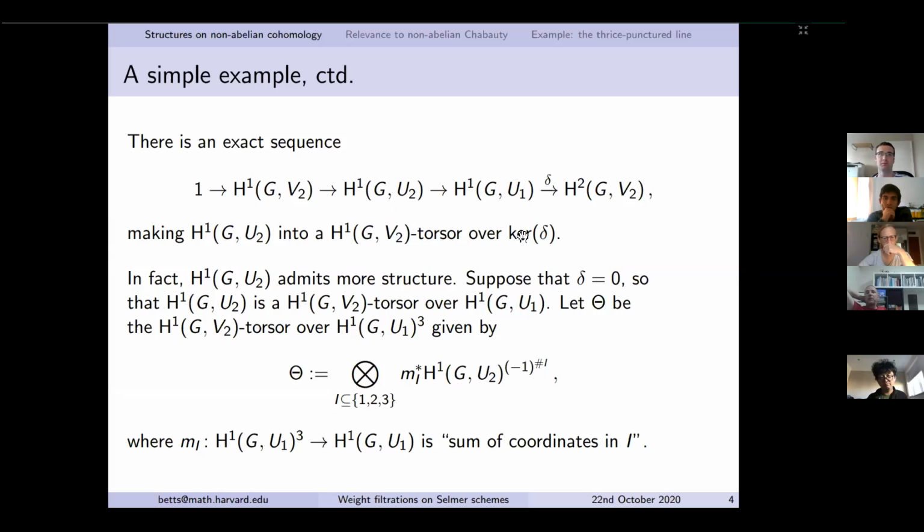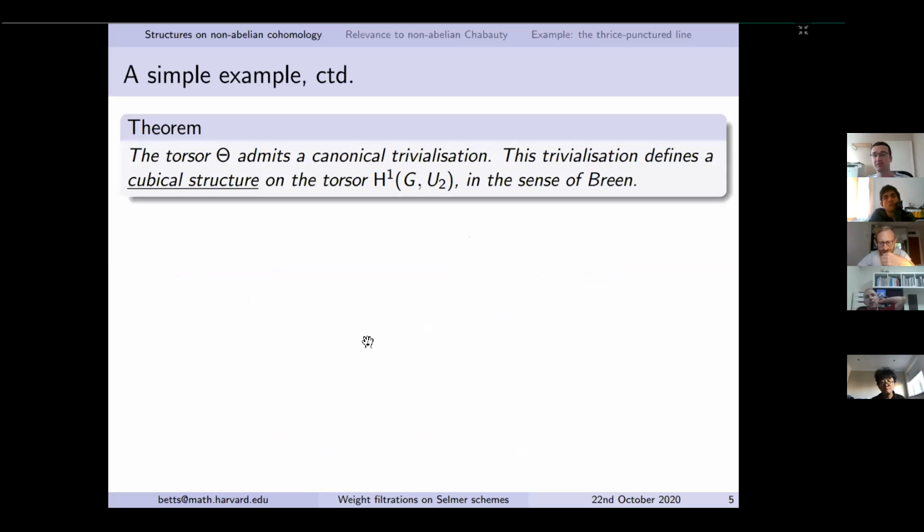The way you do this construction is you consider the maps from the cube of H1(U1) to H1(U1) given by summing subsets of the coordinates. If you pull back this torsor along these maps, you end up with 8 different H1(V2) torsors over H1(U1) cubed. If you take an alternating tensor product of these torsors, this gives you an H1(V2) torsor over the cube of H1(U1). And then the extra structure which one finds is described very well in terms of this object, namely this torsor actually is a trivial torsor in a canonical way.